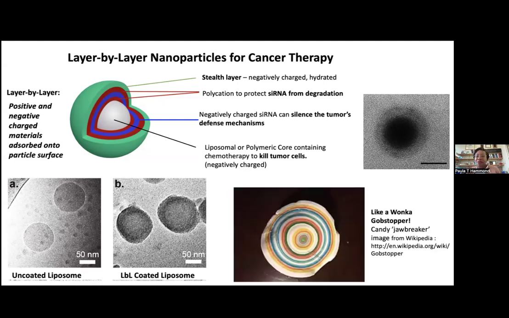And I like to think about this as a way of delivering drugs in sequence. And so I often would use this jawbreaker to describe it to others when talking about the science, that you have this Wonka gobstopper. I don't know if any of you remember that, or these jawbreakers where the different flavors or layers are exposed as the jawbreaker dissolves.